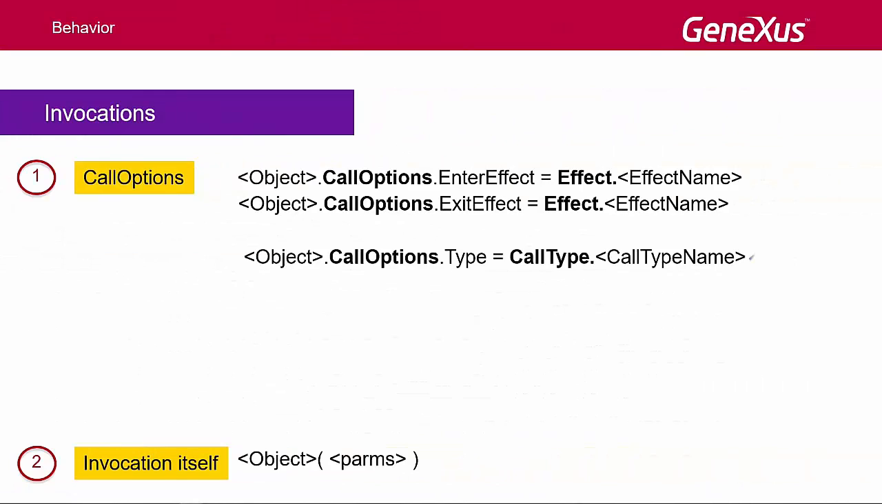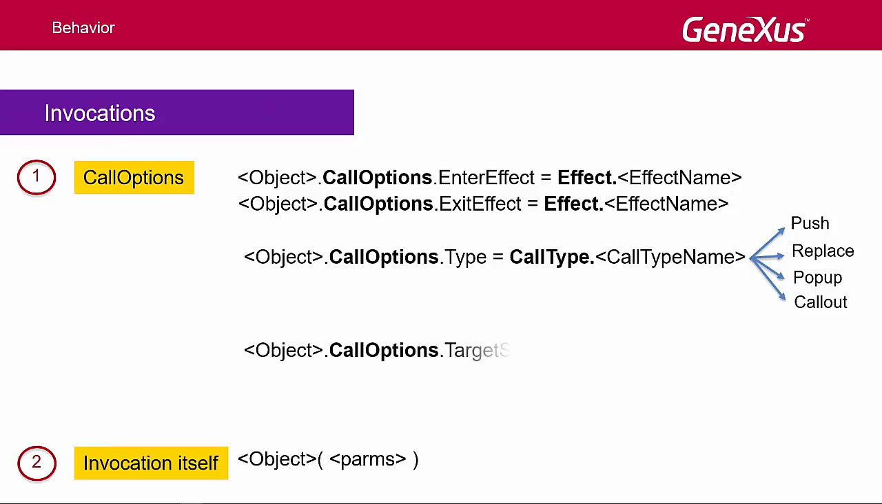We can also indicate the object's behavior according to the type of call. For example, if we want the called object to open as a pop-up window. Note that in this case we have the call type predefined domain, which will take one of the four values displayed: push, replace, pop-up, or callout. In a few minutes, we will see an example of these cases and study them a bit closer.